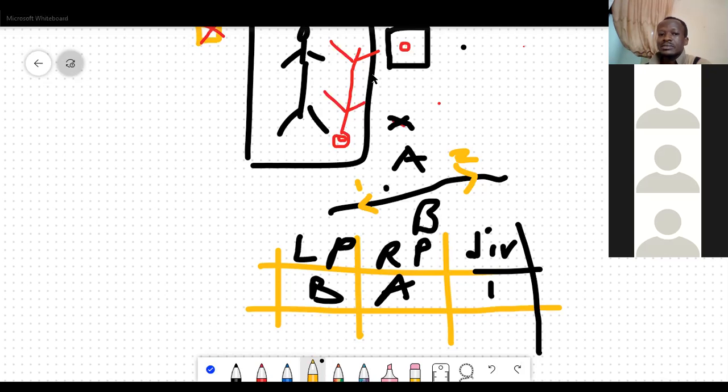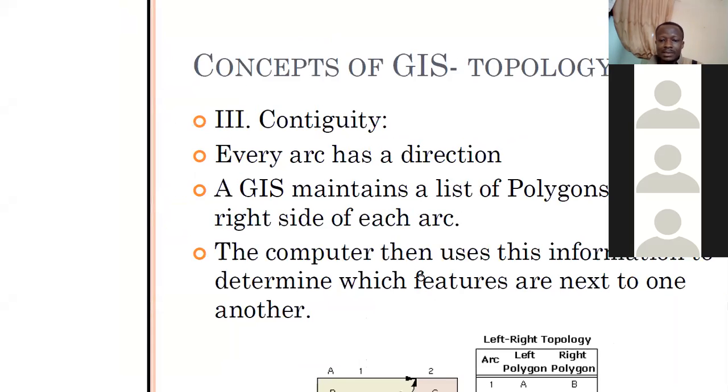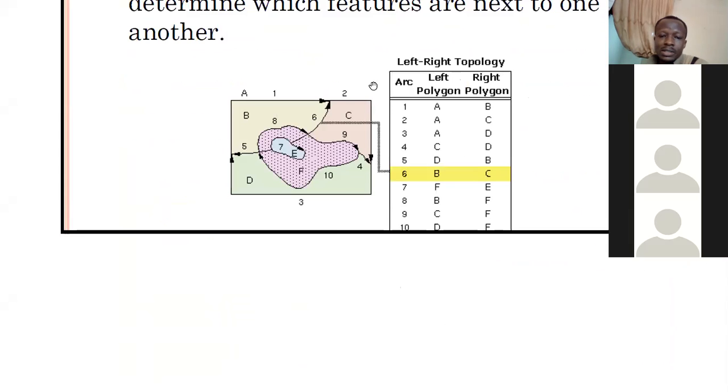To know the direction, that concept is called contiguity. It says that every arc has a direction, and the GIS maintains a list of polygons on the left and the right side of the arc. The computer then uses this information to determine which features are next to one another. So when you look at this example, I think you can just try your hands on it.